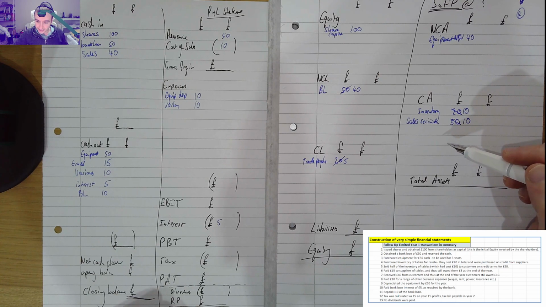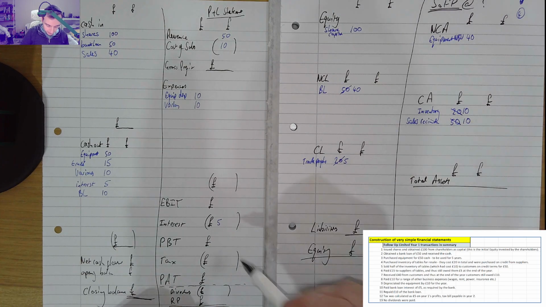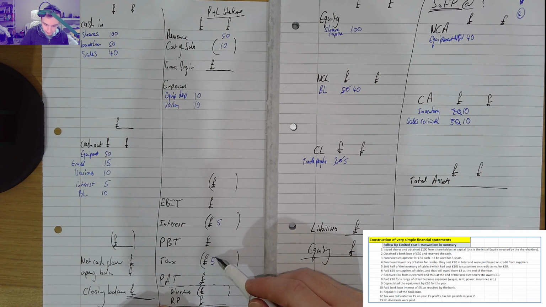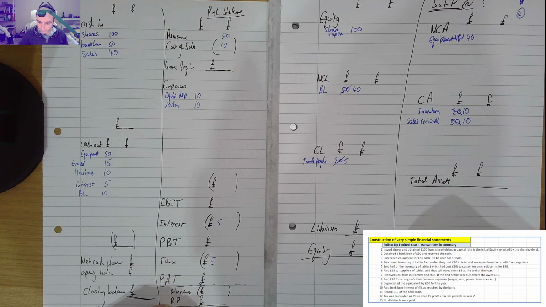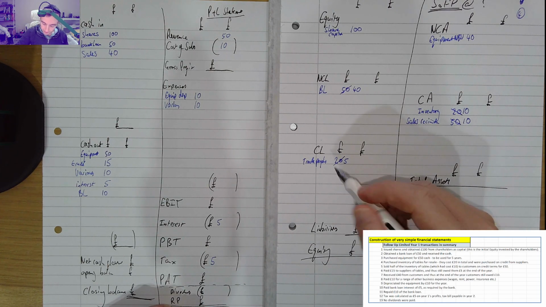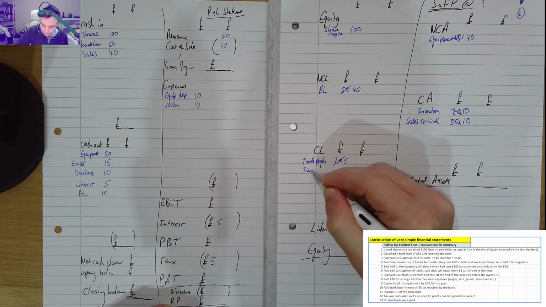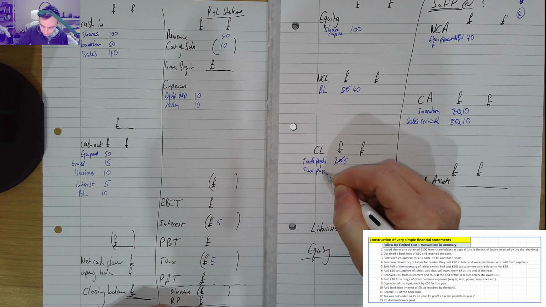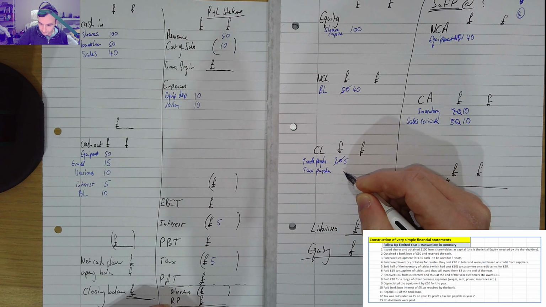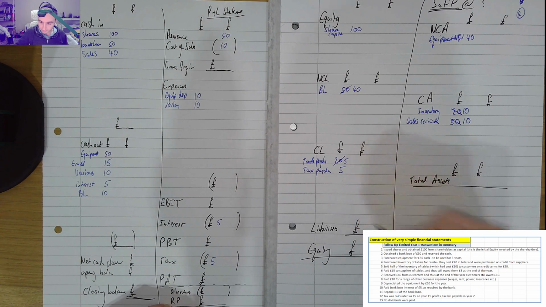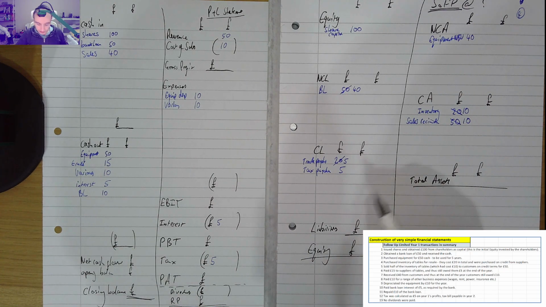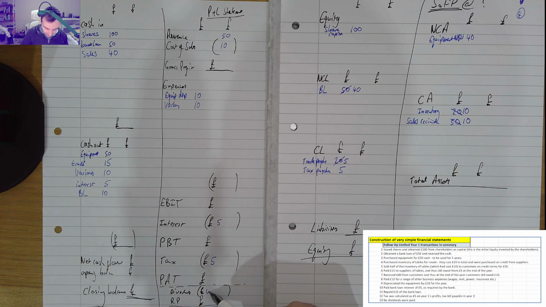Number 12. Tax was calculated as £5 on year 1 profits. Tax bill payable in year 2. Calculated £5. Tax over here. Tax bill payable in year 2. So it's payable, so we can put tax payable, £5. It's payable in year 2, so it's payable within a year. And no dividends were paid. So we'll put dividends 0.